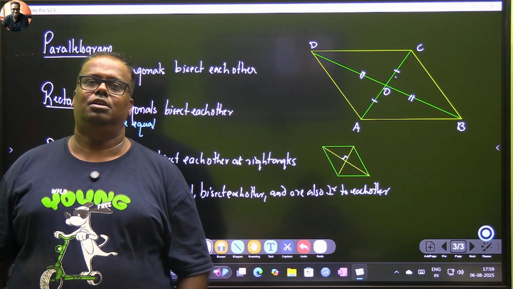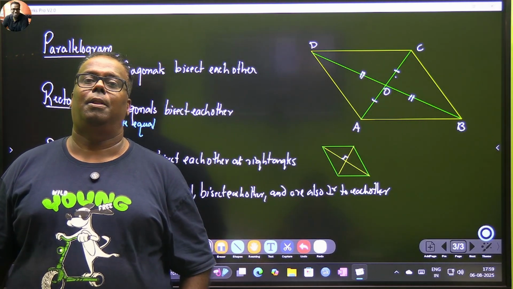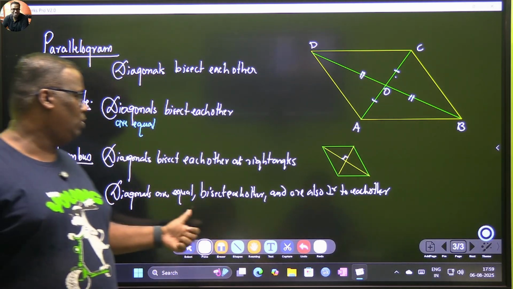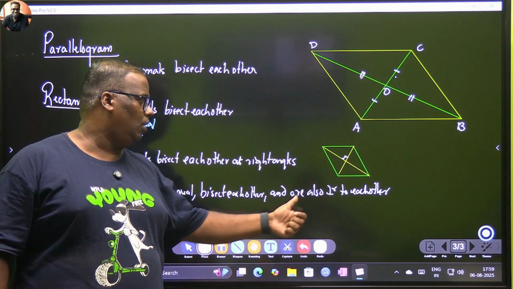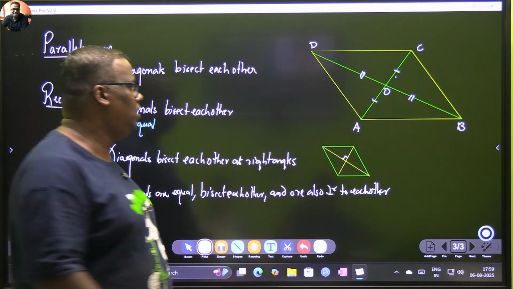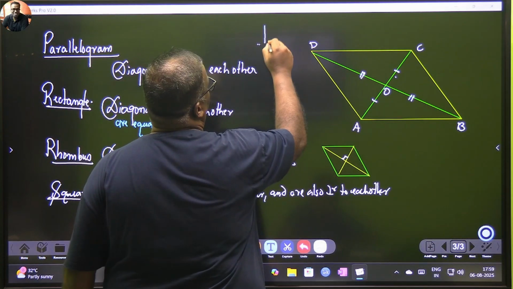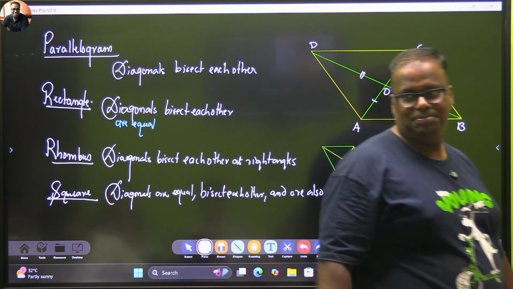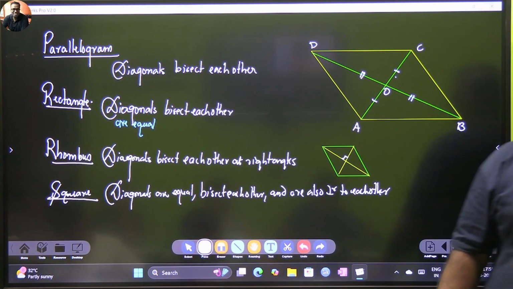Sir, and also something written there. Oh, and are it's written diagonals are equal, bisect each other, and are also perpendicular to each other. Perpendicular symbol is like this. I know. Oh, but you know, very good.